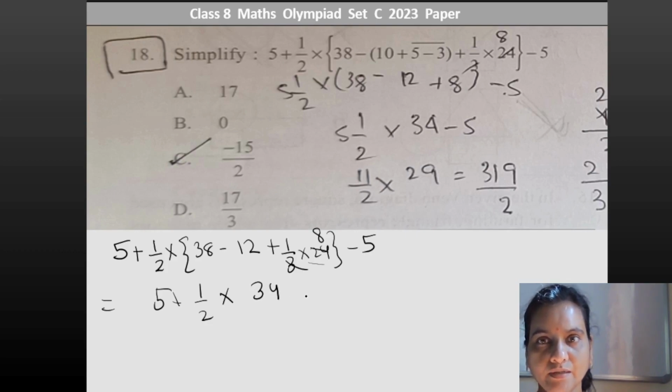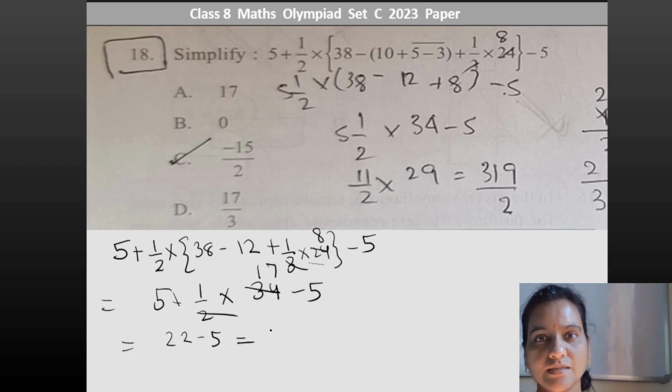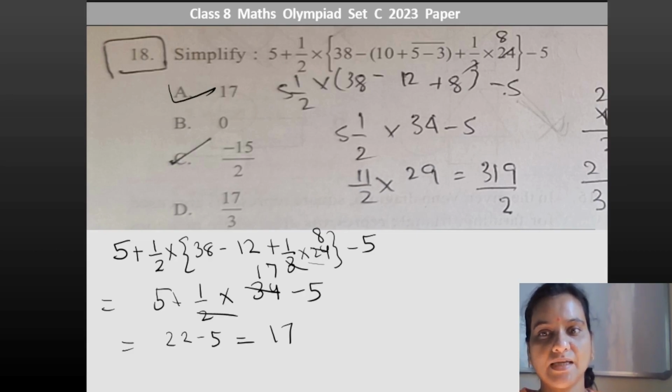So 34 here minus 5. So now 2 into this 34. So 17 will be there. 17 will be here. So 5 plus 17 is 22. 22 minus 5 is 17. So option A is the correct answer for question number 18.